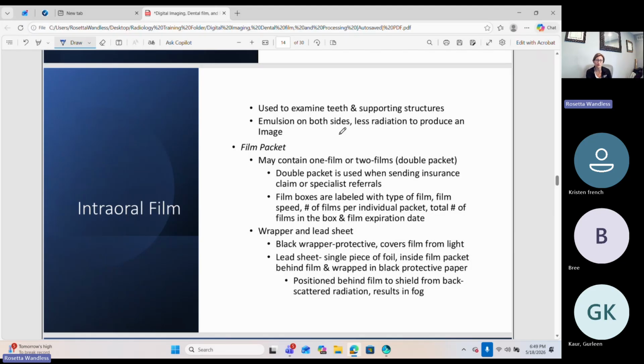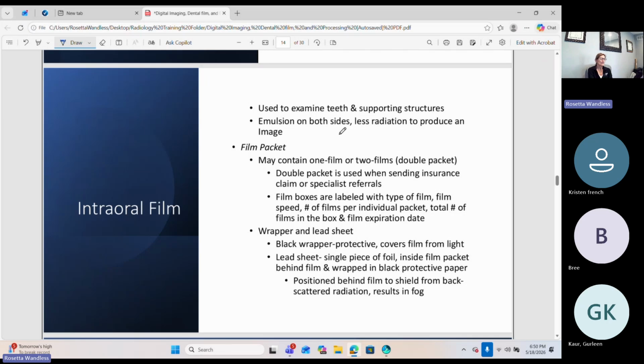One, to save me time so I don't have to duplicate my original. And if I had a double set, because I had two films in one package, then I have two originals. I can spare to send one out and keep an original. So there's going to be a double packet, which will have two films, and then there's a single packet, which is going to have one film in it.